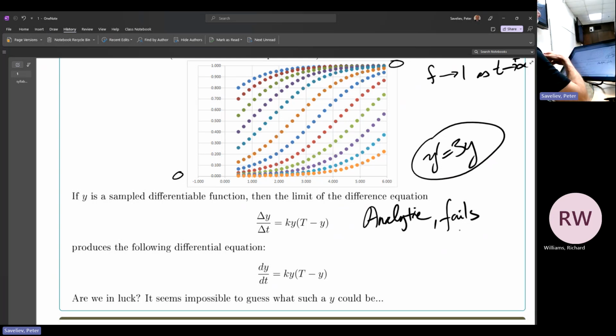Analytic study of the differential equation or the model fails. Okay, so that's all we've got right now, that picture and those simulations.